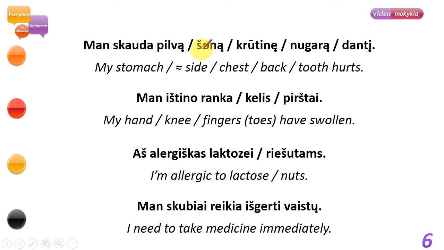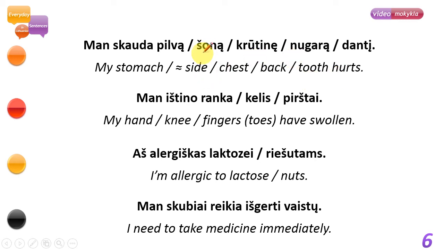Man skauda pilvą. As I've said, with man skauda, you put the body part in the accusative and you've got the sentence, my something hurts. Man skauda, for me it hurts, some object, some body part. Man skauda pilvą, my stomach hurts. Next, man skauda šoną, my side hurts.